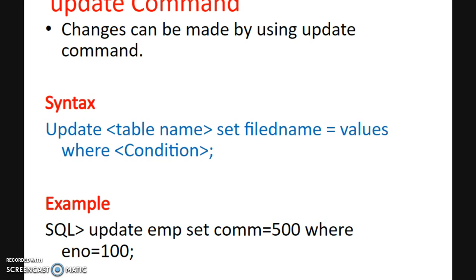Here we are going to update. The table name is emp, set com equal to 500, where employee number equal to 100. This will set the value of com equal to 500. The condition to be checked is that employee number should be 100. If the employee number is 100, the value is set to 500. This is the update command.